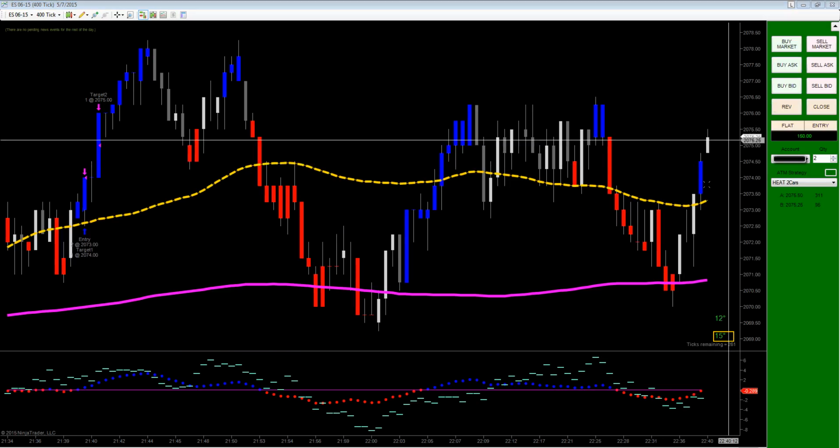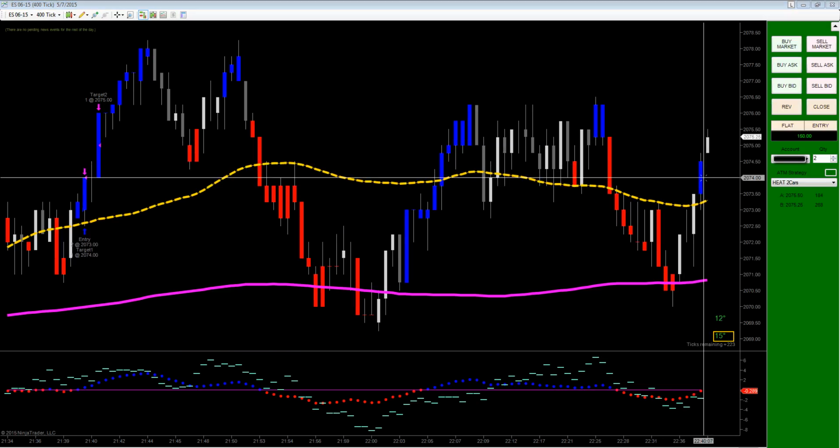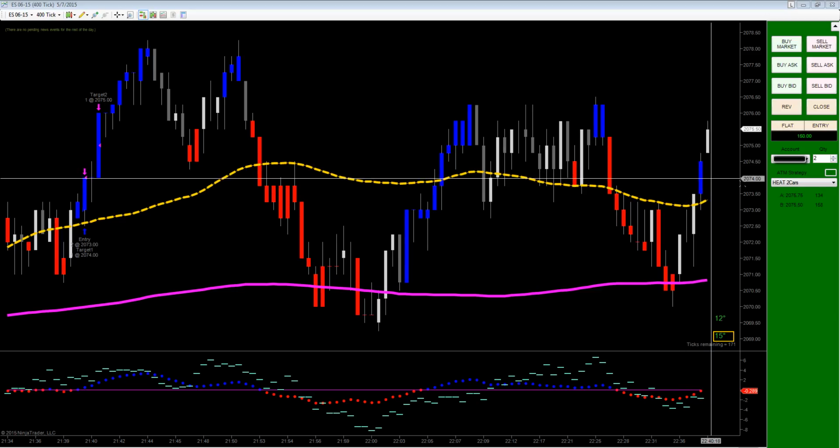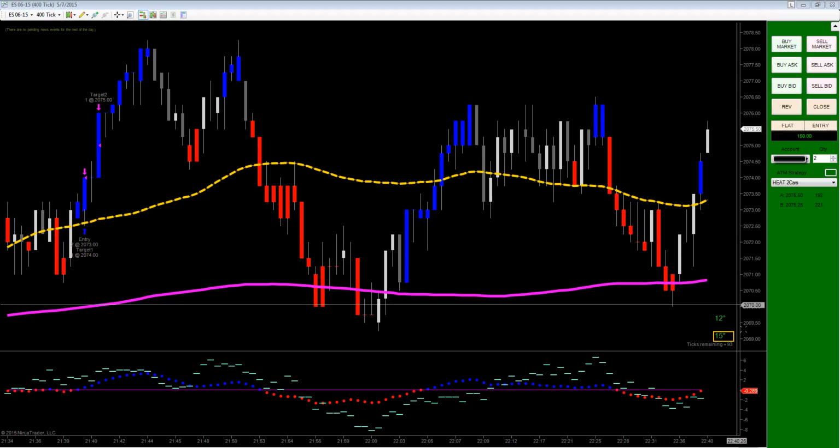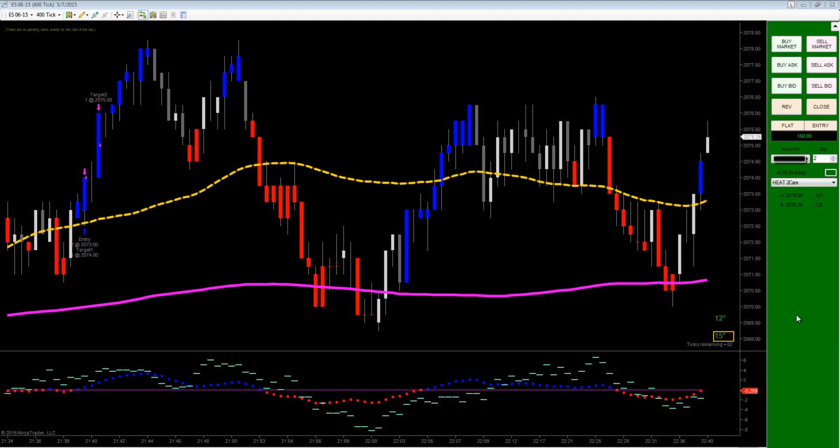Alright, this is looking like a long setup here. It's about over an hour after the market opened. Let's get a blue dot and try to get long here. Just have to wait and see. Wait for this bar to close. Slopes are positive.